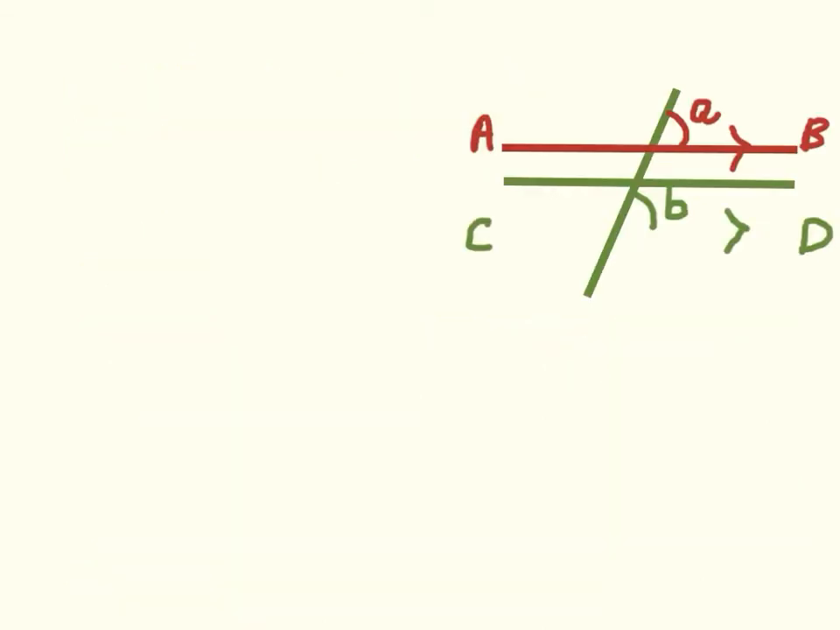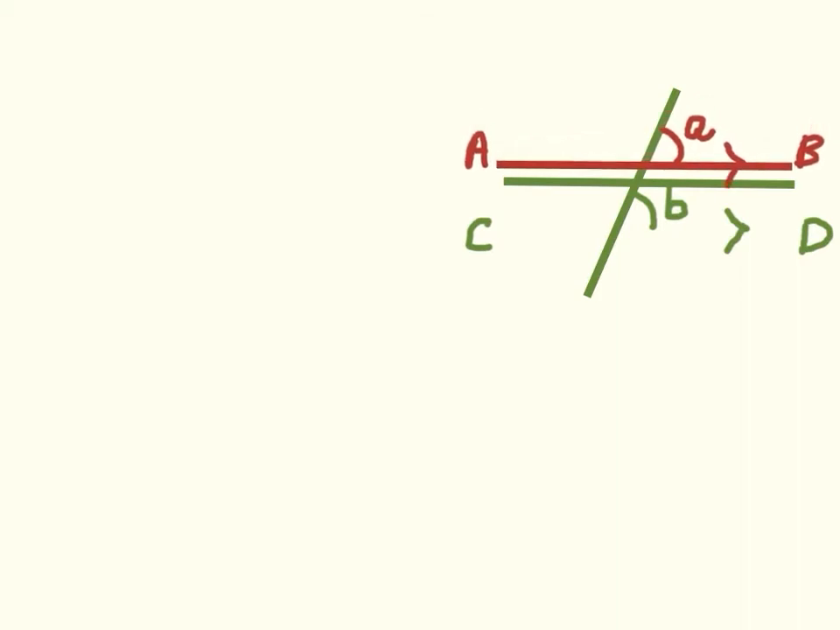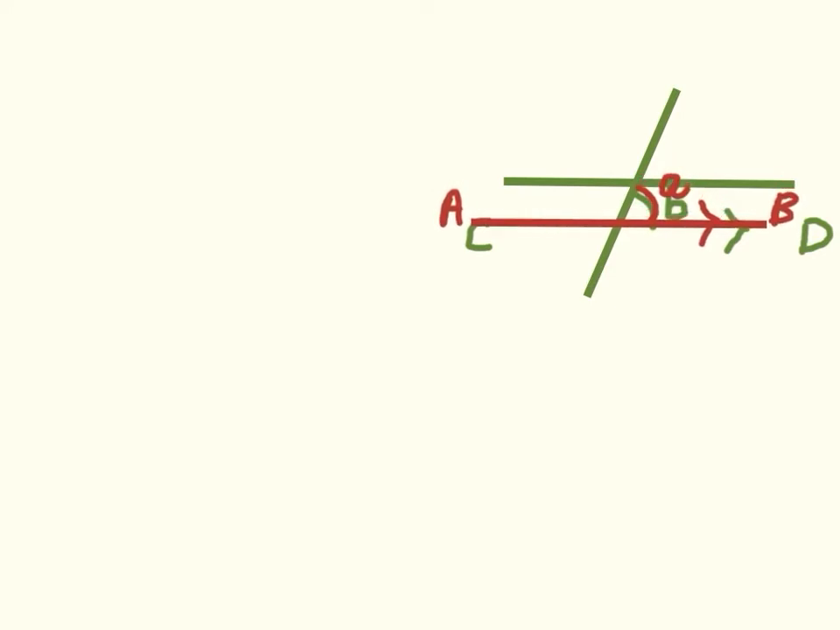Now if the two lines intersecting the transversal are parallel, then we will have the following result. First, we know that if A and B are corresponding angles, then they are equal. To see why, we can move AB to overlap CD, and then you can see that A and B should be equal.